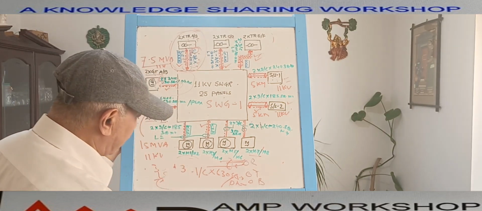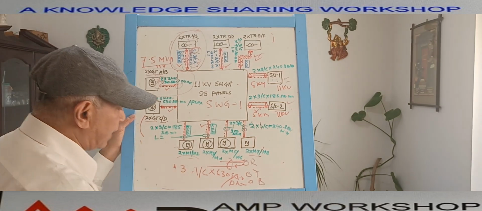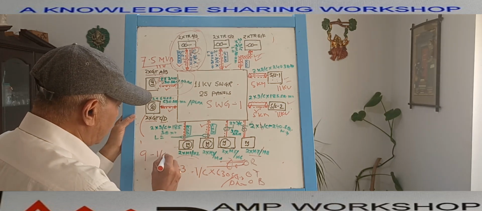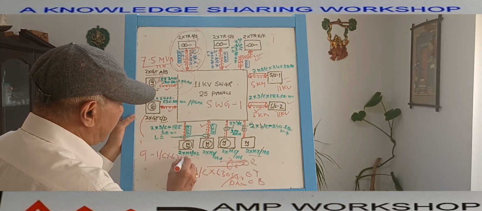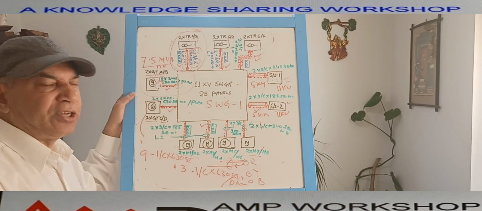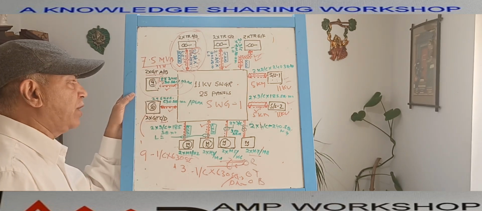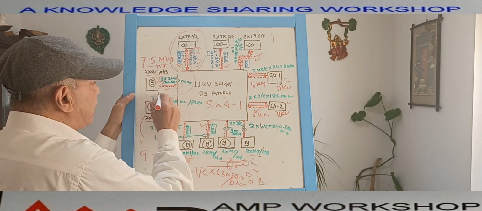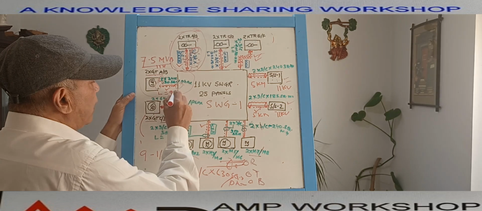That means if I consider one generator, how many cables will be there? For 3 phases, a total of 9 numbers, 1 core into 630 square millimeter cable for each generator. There are 2 generators, so a total of 18 cables for 2 generators. And suppose the length from the switchgear to the generator is 200 meter, so L will be 200 meter.